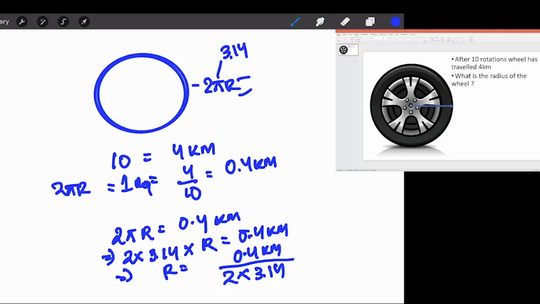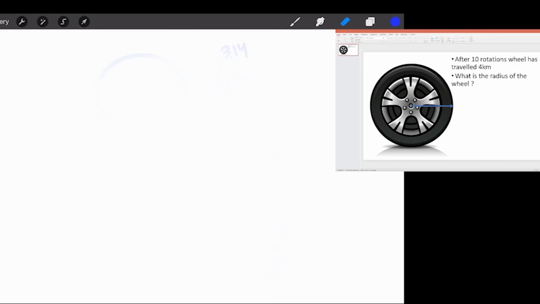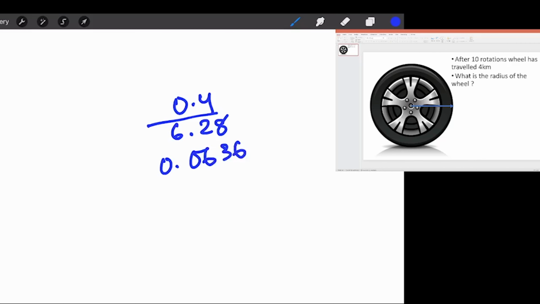So 2 into 3.14 is equal to 6.28. So I can write it as 0.4 divided by 6.28. Now 0.4 divided by 6.28 is 0.0636 kilometers. So the radius is 0.0636 kilometers.